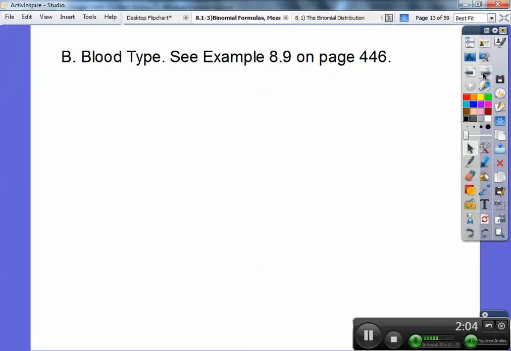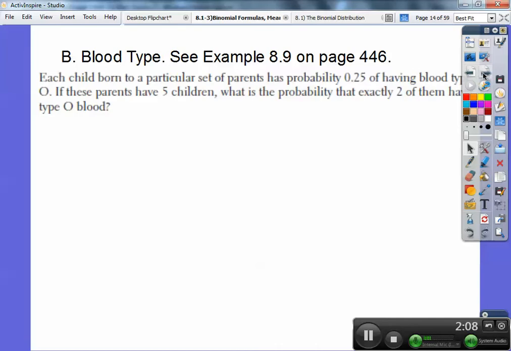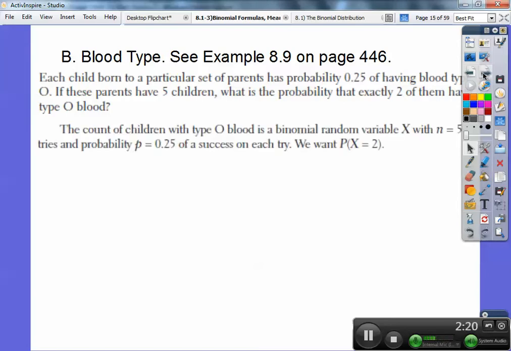All right, so we're going to go back to blood types. This is example 8-9 on page 446. Each child born to a particular set of parents has a probability of 0.25 of having blood type O.